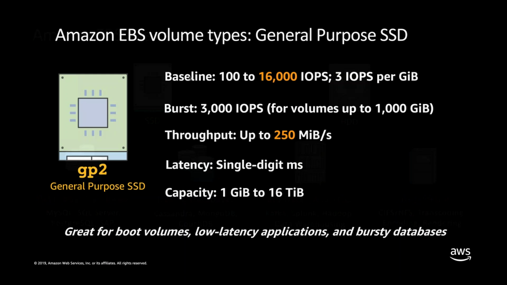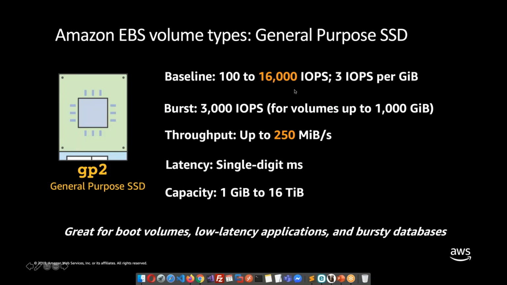These are just some of the functional features of a general purpose SSD. We have a baseline of 100 to 16,000 IO per second, at 3 IOPS per gig. It can burst up to 3,000 IO. The throughput is up to 250 MB per second, and we have single digit millisecond latency, even if it's running over the network. The capacity can be 1 gig to 16 terabytes.